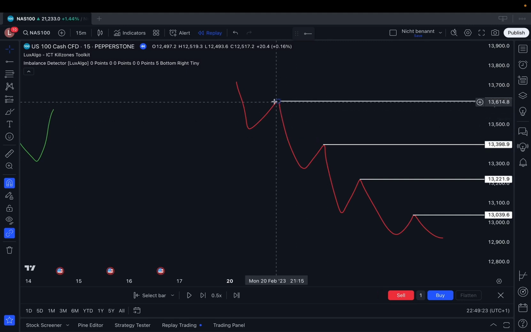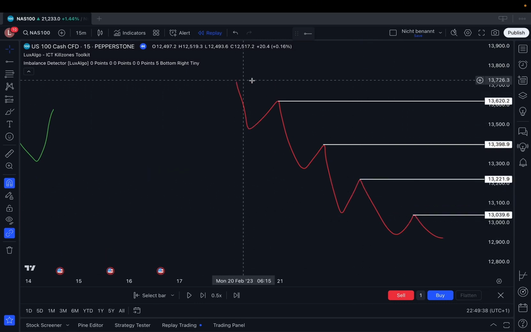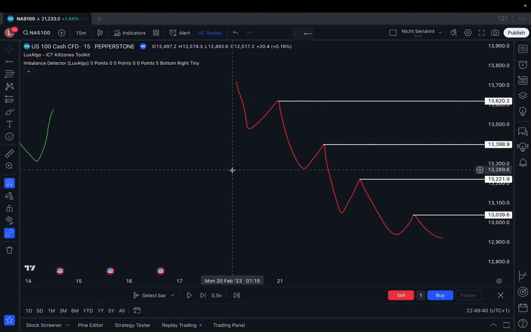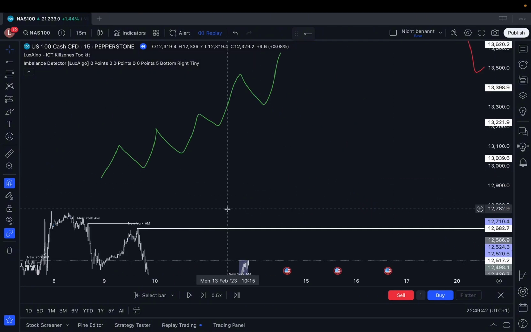So, lower highs and lower lows, as you can see right here. If this high had been higher than this high, then it would be an uptrend, and because it's lower than this high, it's a downtrend. So that's how you can identify a downtrend. Let me show you that on the chart.